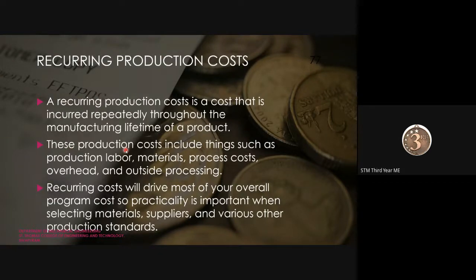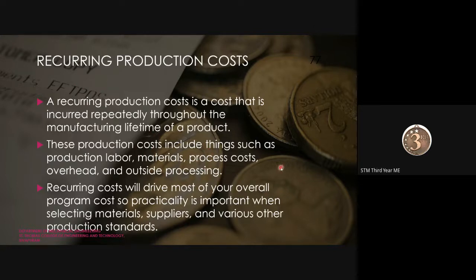And what are the types of recurring production cost? Some of the types are production labor cost, then production materials cost. So all the materials, raw materials, the work in process products, etc. Many materials are there for packaging. Some materials are there, the components when you buy them, they are all coming under materials. So they must be incurring some cost, and that is also coming under recurring production cost.